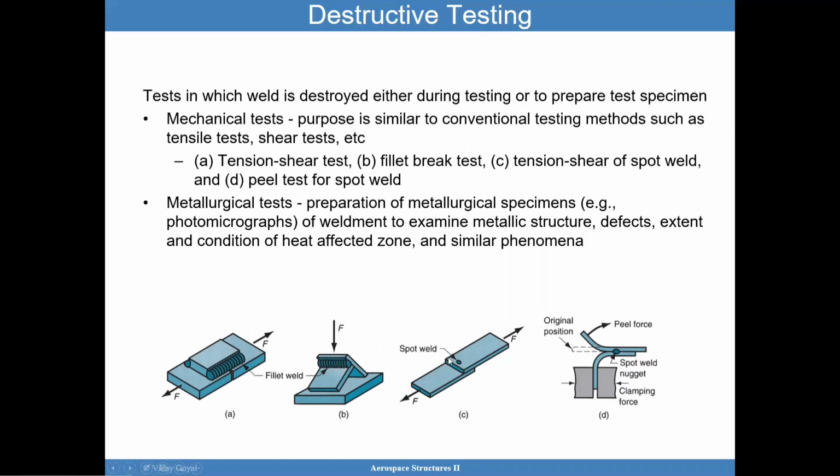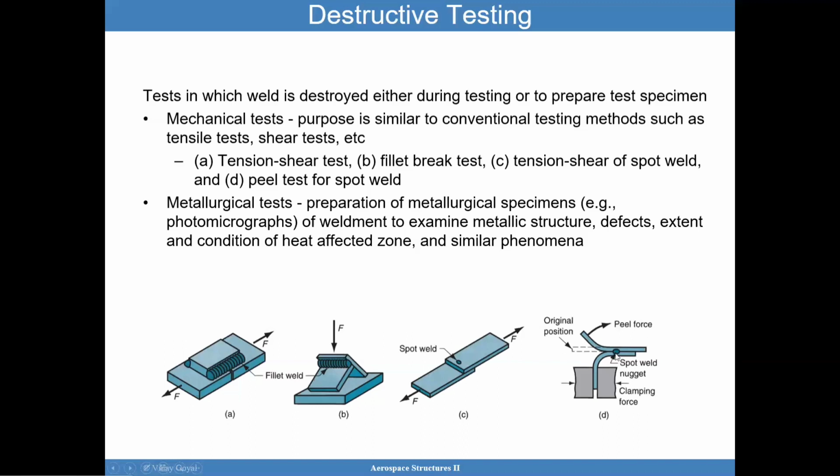But you could also have a weld here and a weld here. The idea is to get mechanical properties that you can use for your design. You can also have a situation like this one, which is a peel test for spot welds. In essence, you have a spot weld here, you grab it here, this is the original position, and then you pull it with a peel force.